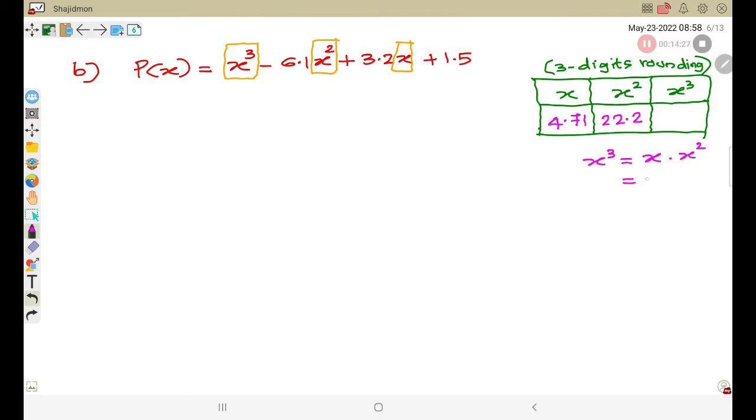What is the x number in the table? 4.71. Multiply by what is x power 2? 22.2. Okay. Don't use the power 3 button in the calculator. We need to do it like this: x multiply x power 2. That is x power 3. So approximately you will get 105, with 3 digits rounding. That number we write here. A small difference is there when you do power 3 directly, so don't go directly with power 3. X power 3 means x multiply x power 2, that is 105.